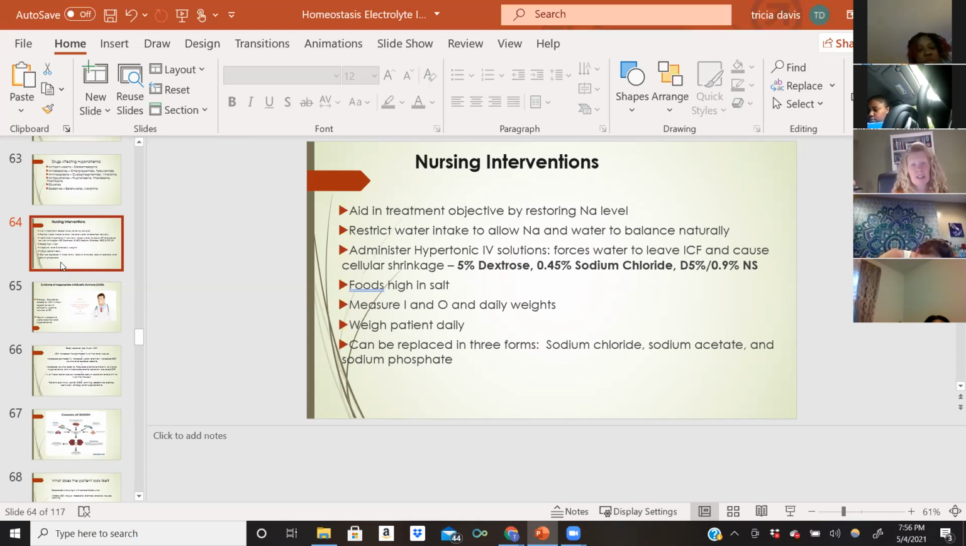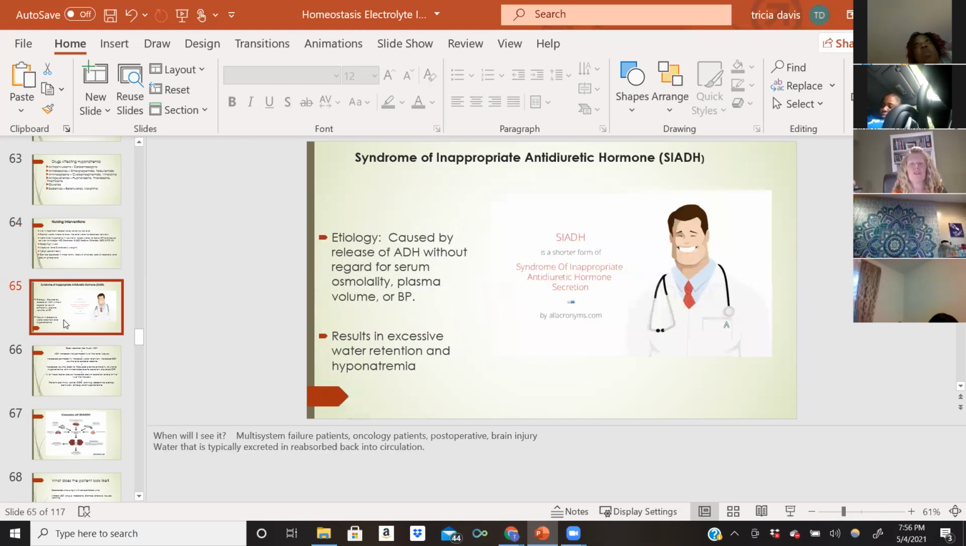We are going to encourage foods that are high in salt, right? Because their levels now are low. We're going to be measuring that intake and output every day, and we're going to measure daily weights. Water and sodium go hand in hand, so we want to know if they're gaining weight and what their output and intake is. So we're going to weigh that patient daily, and then we can replace sodium in 3 forms. We can give sodium chloride, we can give sodium acetate, and we can give sodium phosphate. It just depends on what the physician orders.